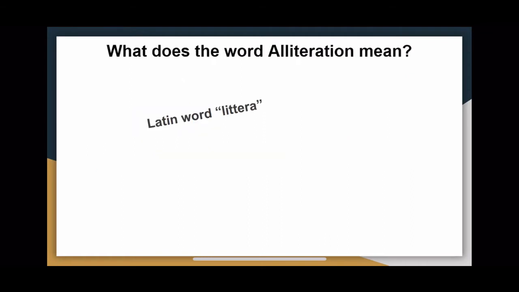What does the word alliteration mean? So now that we have the basic knowledge of what an alliteration is, what does the word even mean? Well, I'm going to be quick and simple about it here. The word alliteration comes from the Latin word littera, which means letter of the alphabet. There's something I even learned while making this, but it makes sense when I think about it.